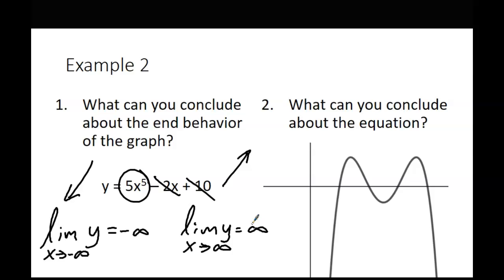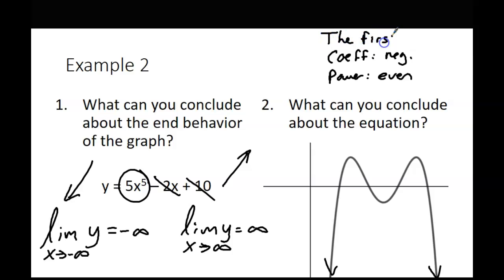Let's take a look at number two. What can we conclude about this function? Well, notice that both ends are going down, so they're going the same direction and going down. That means the coefficient is negative and the power is even. But the coefficient is negative and the power is even of what term? The first term. The term with the biggest power has a negative coefficient and an even power.